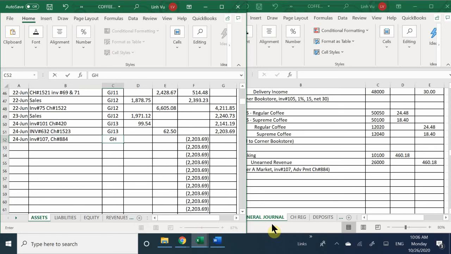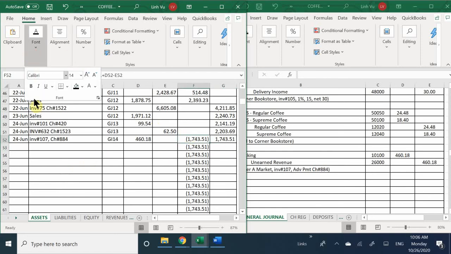Journal 14. Credit 460.18. Now we are a little positive. Negative. 460.80. Nope, we're still not in the positive. A little bit of that. 1743.51. So I'm going to just hide this color. Good. And then what is next?